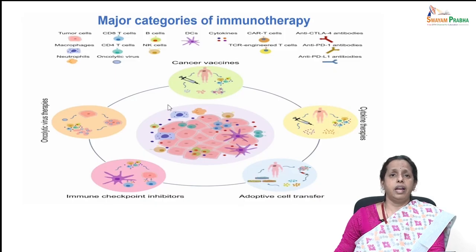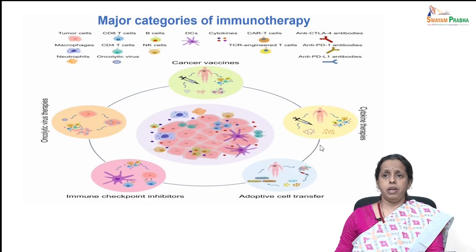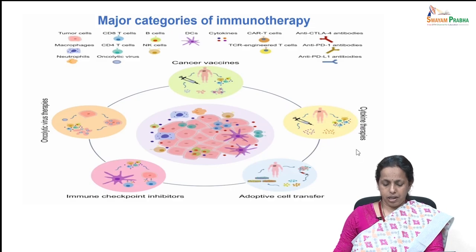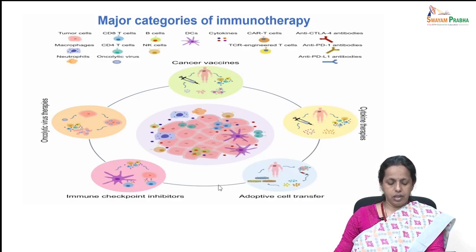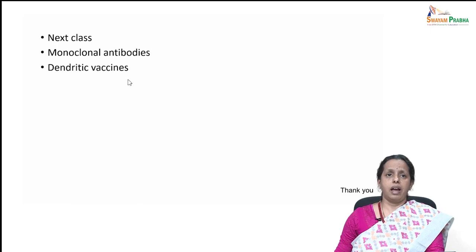In the next class, we will definitely be discussing the different forms of cancer immunotherapy, which include oncolytic virus therapy, cancer vaccines, cytokine therapies, adoptive cell transfer, which we've already discussed in detail, and immune checkpoint inhibitors. All these, dendritic cell vaccines and monoclonal vaccines, will be discussed in detail in the next class.